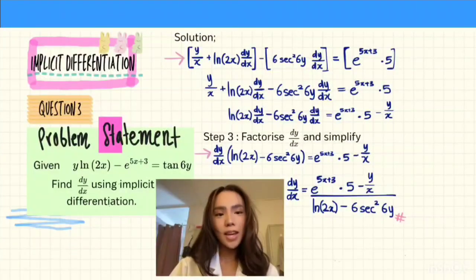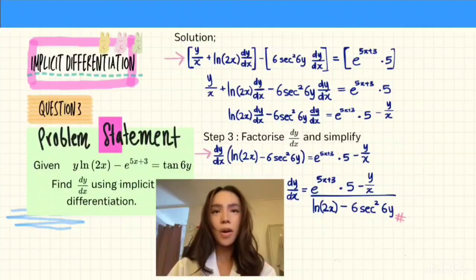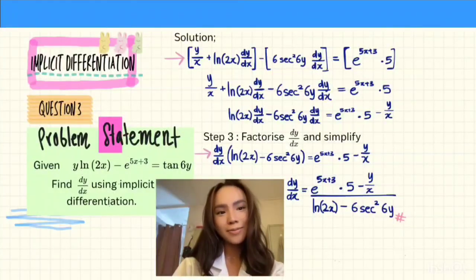Now make dy/dx the subject and there you have your final answer, which is e to the power of 5x plus 3 times (5 minus y over x), the whole thing divided by ln 2x minus 6, that is, 6y. That's all from me.